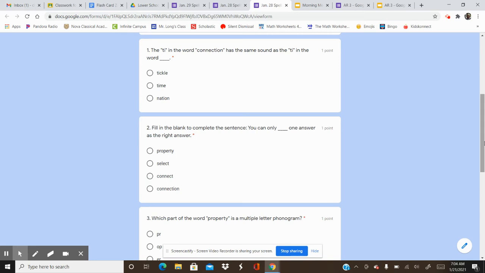Question number two. Fill in the blank to complete the sentence. You can only blank one answer as the right answer. Your options are property, select, connect, connection.